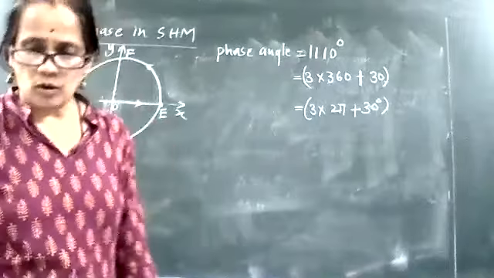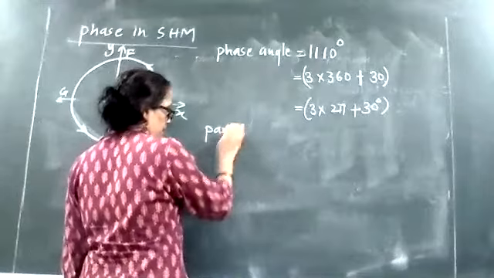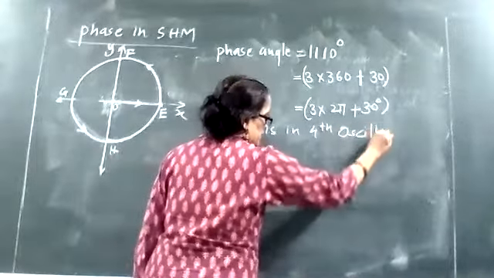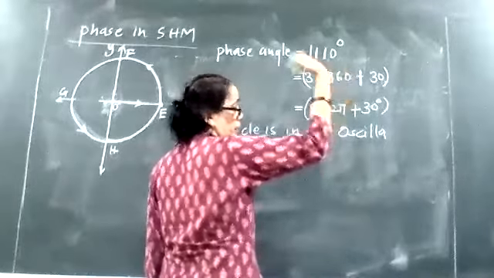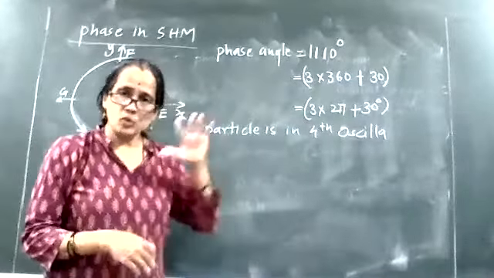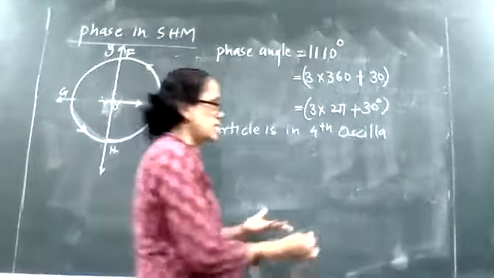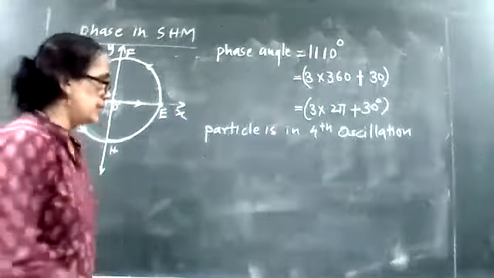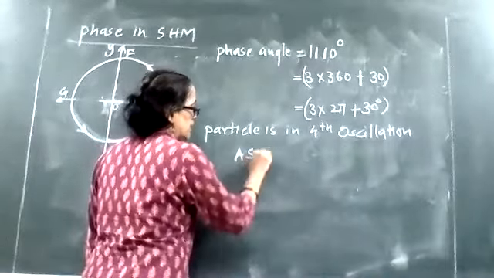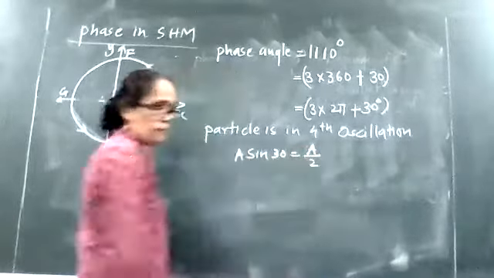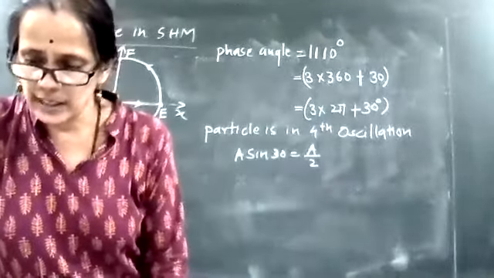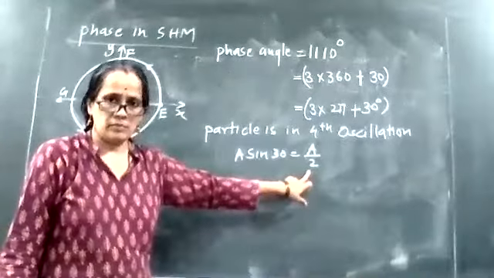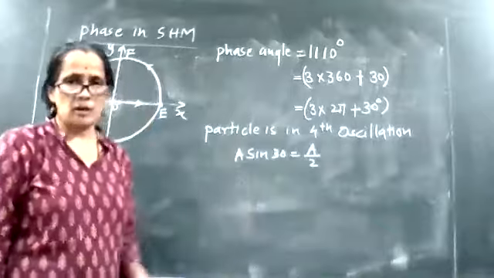As it is entering into the fourth oscillation, so the particle is in the fourth oscillation. The particle has completed 3 oscillations. Why? Because the angle I am getting is 3 multiplied by 2 pi plus 30. So 3 times 2 pi angle has been completed, means 3 oscillations are complete, plus 30 angle means the particle is in the fourth oscillation. And when the particle is in the fourth oscillation, I can express its state as a sine 30, which is equal to a by 2. Means your particle is at a distance of a by 2 from the mean position, means it is moving towards the positive.